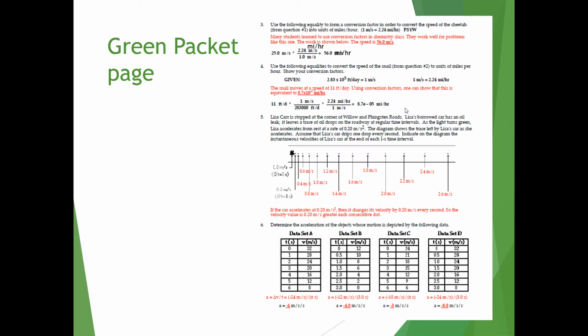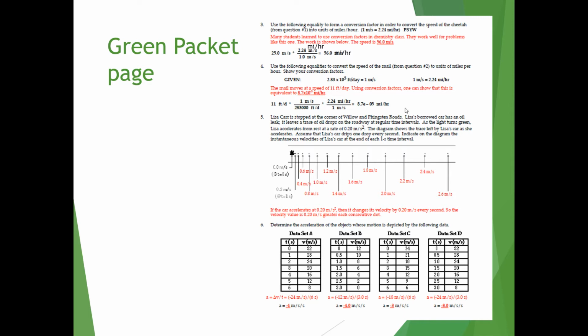Number 5, Lisa Carr is stopped at the corner of Willow and Fingston Roads. Lisa's borrowed car has an oil leak. It leaves a trace of oil drops on the roadway at regular time intervals. As the light turns green, Lisa accelerates from rest at a rate of 0.2 meters per second squared. The diagram shows the trace left by Lisa's car as she accelerates. Assume that Lisa's car drips 1 drop every second. Indicate on the diagram the instantaneous velocities of Lisa's car at the end of each 1-second time interval.